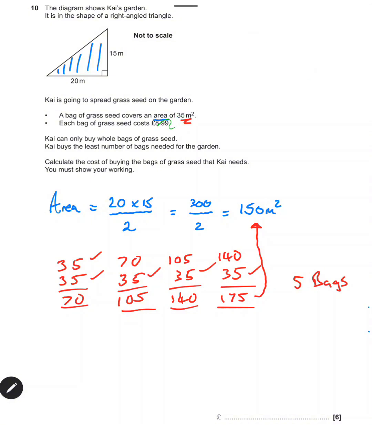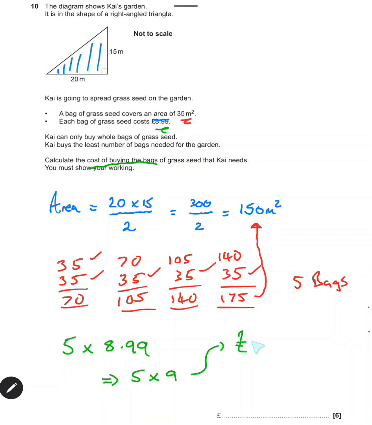We're now going to work on the next bit of the question, which says each bag of grass seed costs £8.99, and we need the cost of buying the seeds. So I need 5 lots of £8.99, which looks quite difficult. So let's not do that. Let's do 5 lots of 9. Let's round this up to £9. 5 9s would be £45. But then I need to take away 5 pennies because I rounded every bag up by a penny. So I'm going to take away 5 pence. £45, take away 5 pence is £44.95.